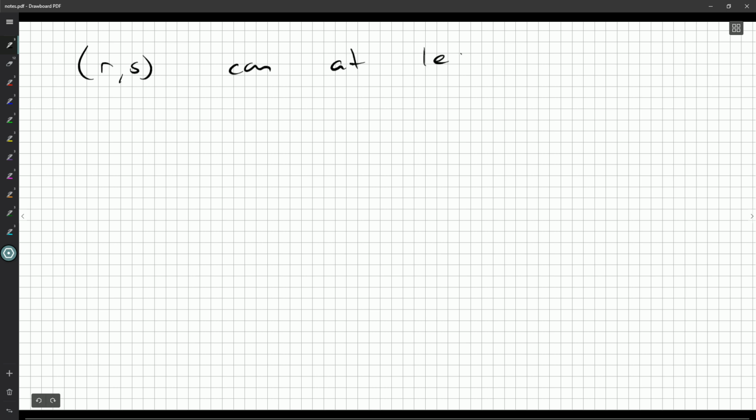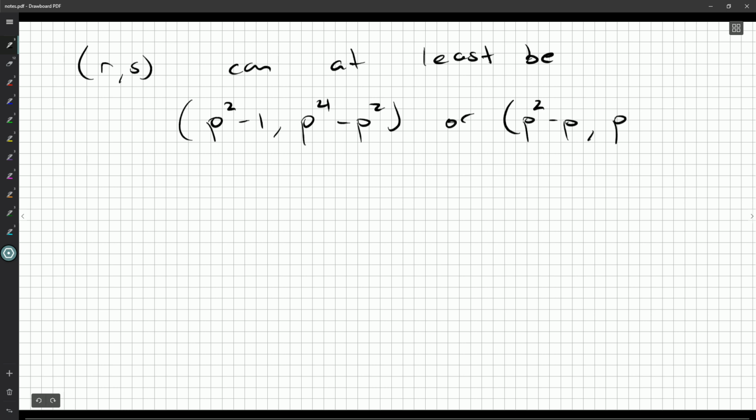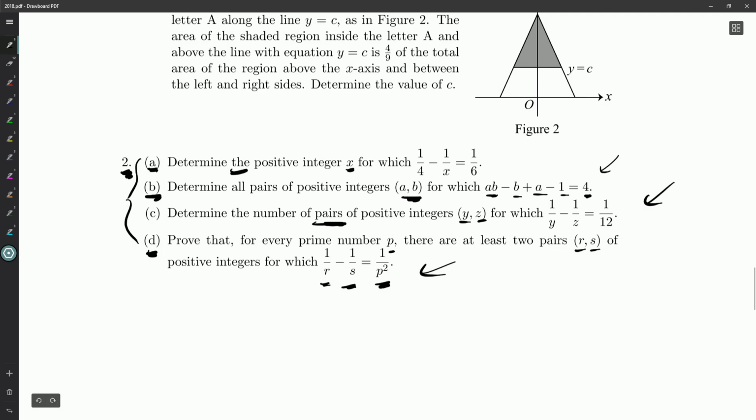So r, s can at least be, what do I want? What was it? p squared minus 1 and p to the 4 minus p squared, or p squared minus p and p cubed minus p squared. And that works. That was not bad at all. I went through it quite quickly because of how well we did C part. Well, there we go, and that's it for question number 2.